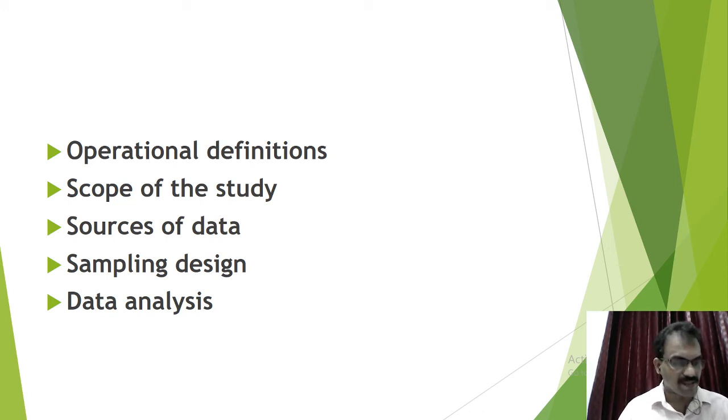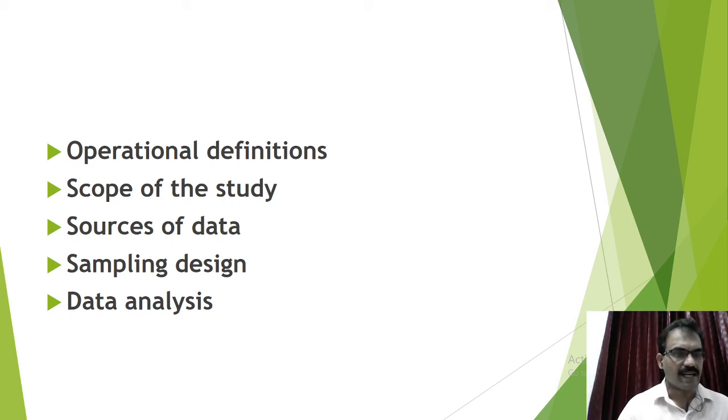The next one is method of collection. So the researcher has to determine whether census method or sampling method is to be employed. Two methods are the census method, studying all the units in a population, that is called census method. Then sampling method, we are selecting a small sample from the population and studying the elements selected for the sample.